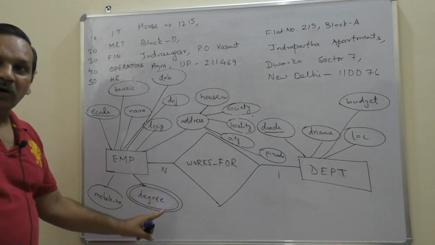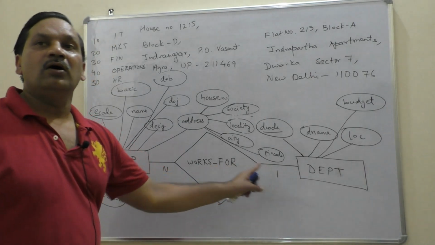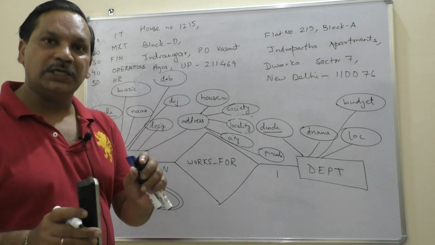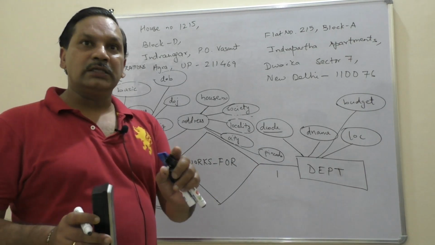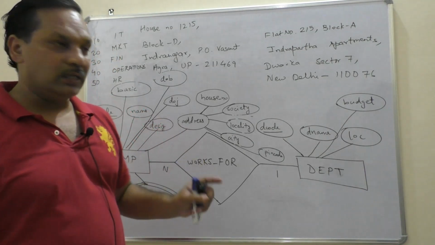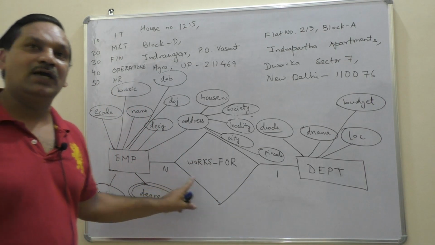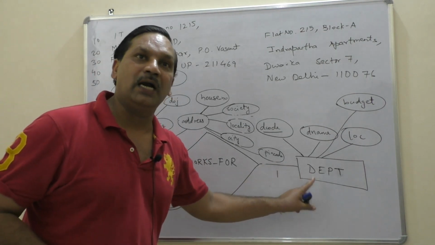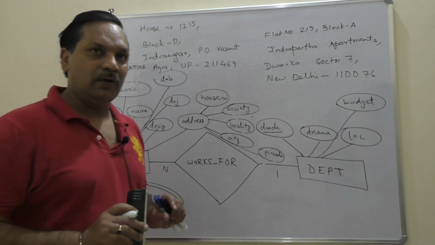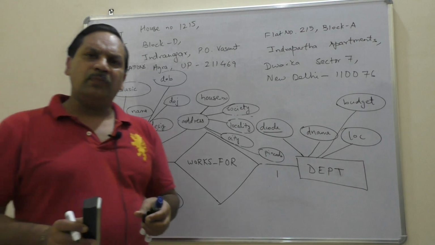So that is what I want to tell you, that this is the cardinality or the type of relationship. Cardinality means is it a 1-1 relationship, or is it a many-one relationship, or is it a many-many? Now what is this? Many-one. Why? Many employees working for a particular or a single department. So this is the type of relationship. Are you getting it?